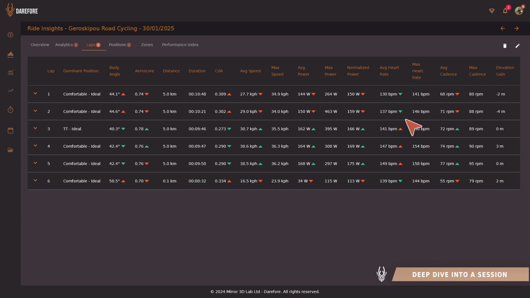The green and red arrows indicate whether a metric for this lap is above or below the session average. For example, if the first lap had a lower average speed than the overall session average, it will be indicated by a red arrow. Lap analysis is particularly useful for identifying your optimal body angle for aerodynamic efficiency. For example, if you notice that laps with slightly lower body angles within the TT position resulted in higher speeds with lower power output, it might indicate that you can improve your aerodynamics by making small adjustments to your body position within that TT configuration.